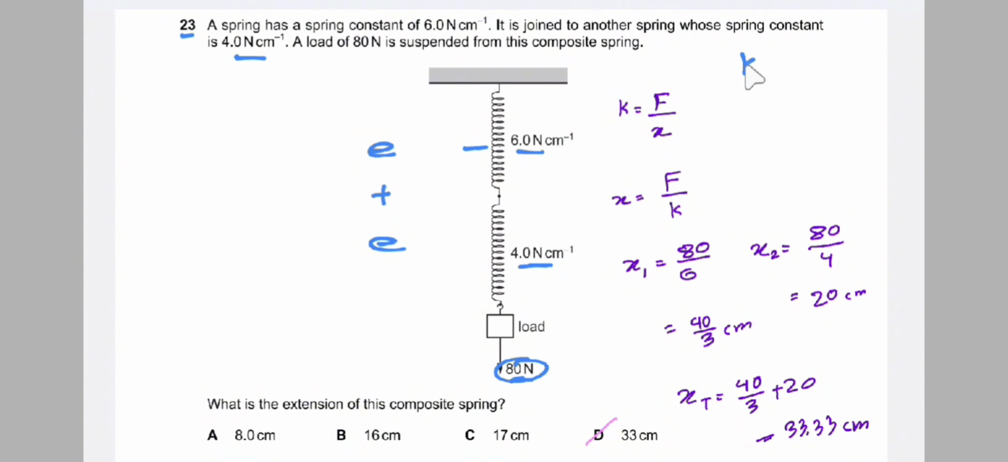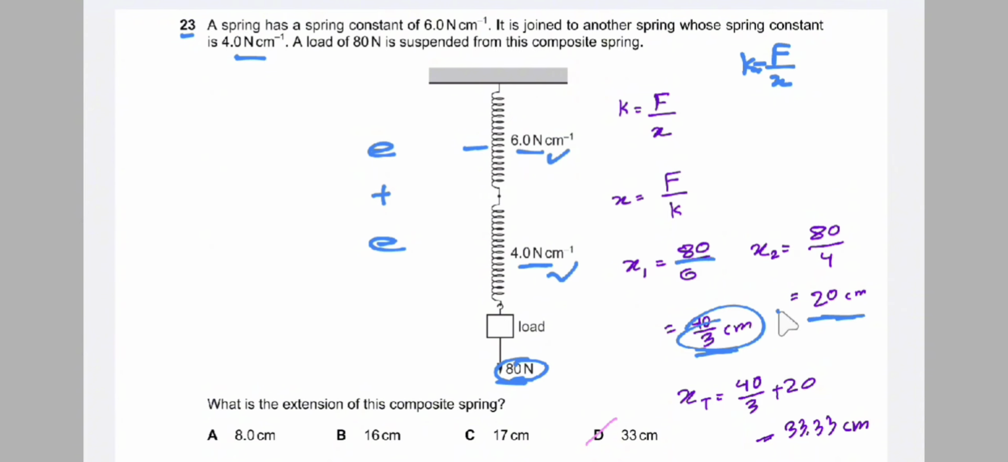So we know that spring constant is equal to force per unit extension, or extension is equal to force by spring constant. Since this force is experienced by both the wires, the force is the same, that is 80 by the spring constant of the first wire, and this is the extension of the first wire. The extension of the second wire is equal to force by the spring constant of the second wire.